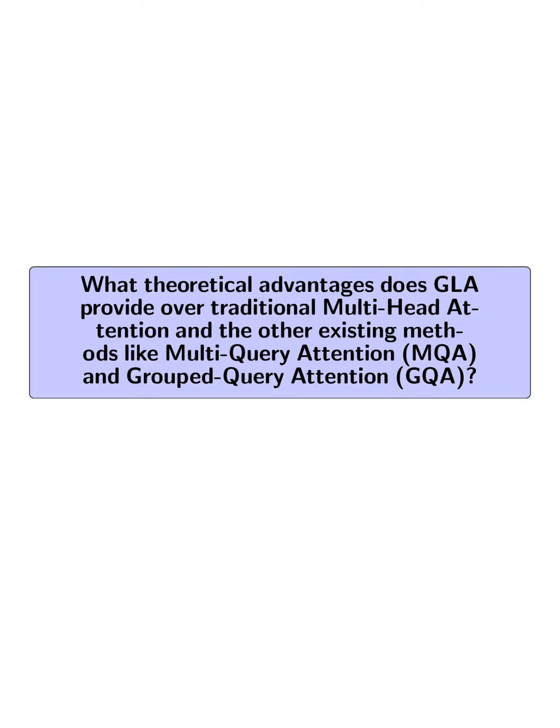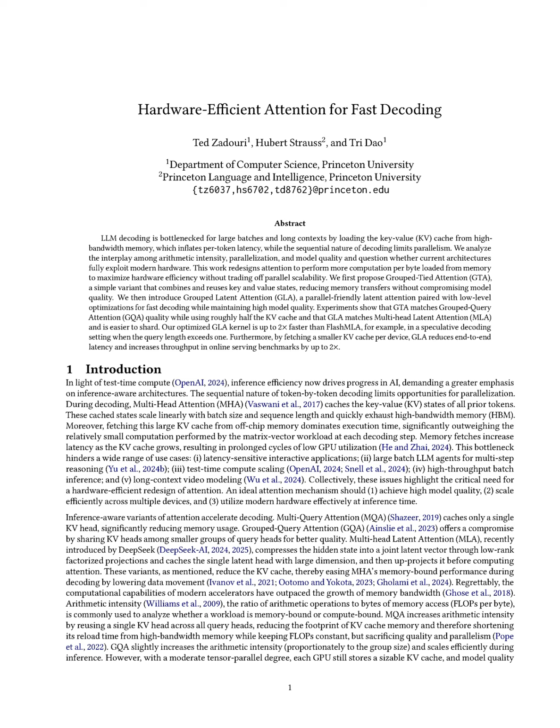What theoretical advantages does GLA provide over traditional multi-head attention and the other existing methods like multi-query attention, MQA, and grouped query attention, GQA? Grouped latent attention GLA offers several theoretical advantages over traditional multi-head attention MHA, multi-query attention MQA, and grouped query attention GQA. Firstly, GLA achieves a higher arithmetic intensity by compressing tokens into latent heads, allowing for efficient parallelization without duplicating the KV cache across devices, which is a limitation in MHA and MQA.